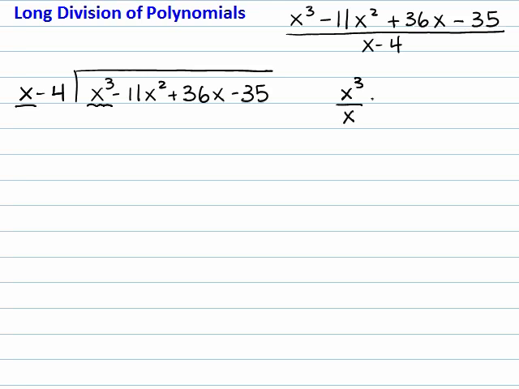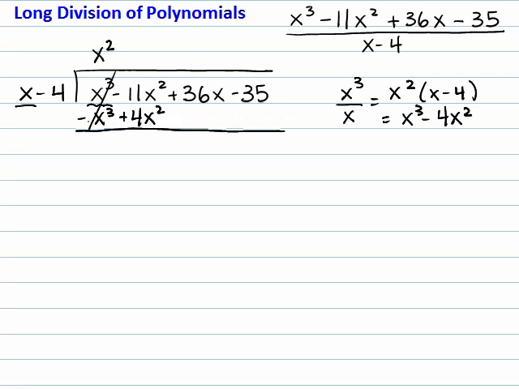X to the third divided by x is x squared, and I'm going to write that in the quotient area, and then I will multiply x squared by the divisor, x minus 4, and that is x to the third minus 4x squared. Now I have to subtract. Subtraction is addition of the opposite, so I will switch the signs of the product, negative x to the third plus 4x squared, and now I will add. The leading terms will add up to 0. I will end up with negative 7x squared plus 36x minus 35.